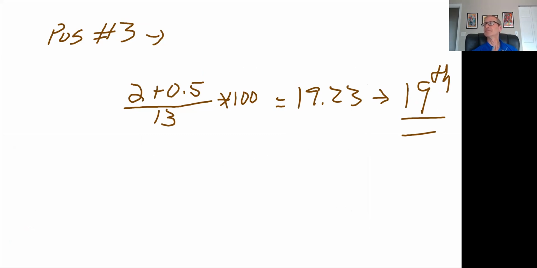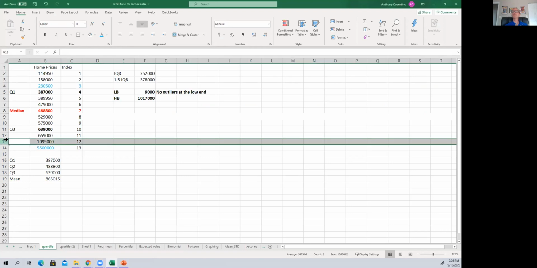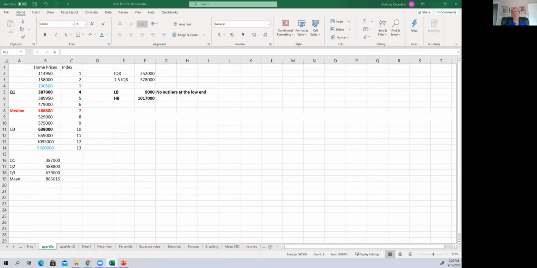So let's do one more. If we go back to the data, let me pull the data up. Let's find the second to the last one. So let's do index number 12, or the 12th position, 1,095,000 housing price. If we do that one, let's go back to the whiteboard.